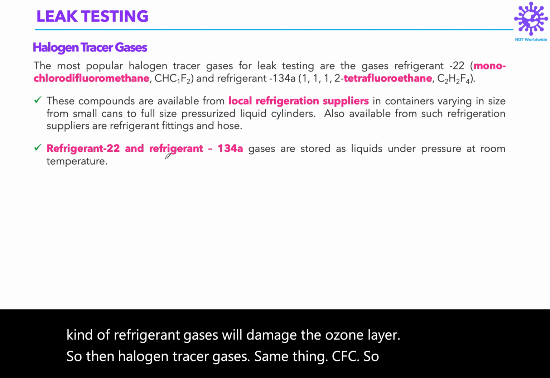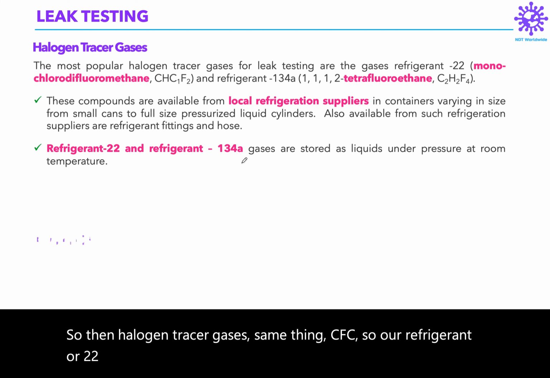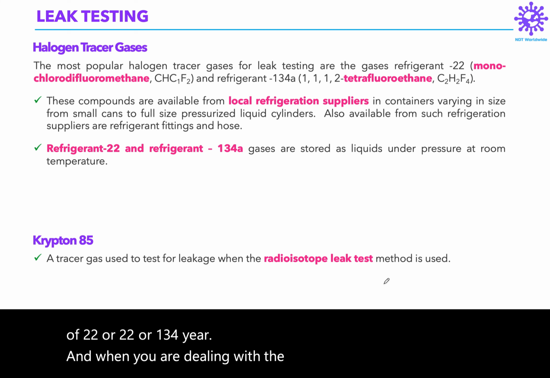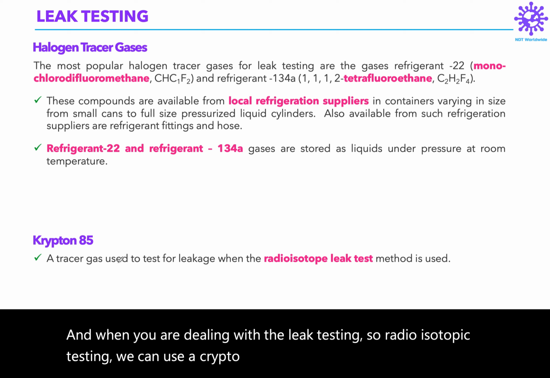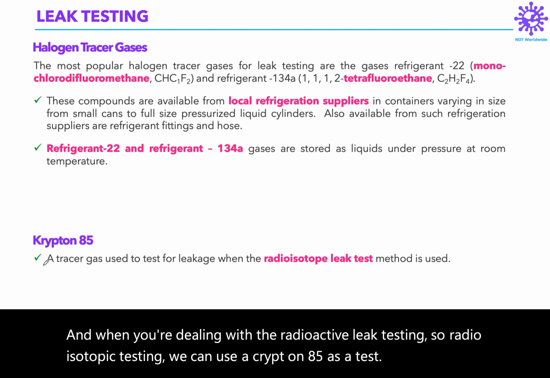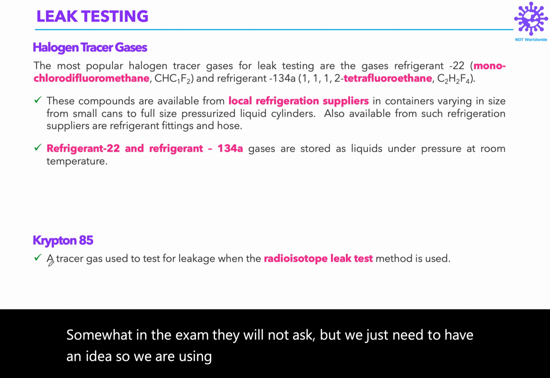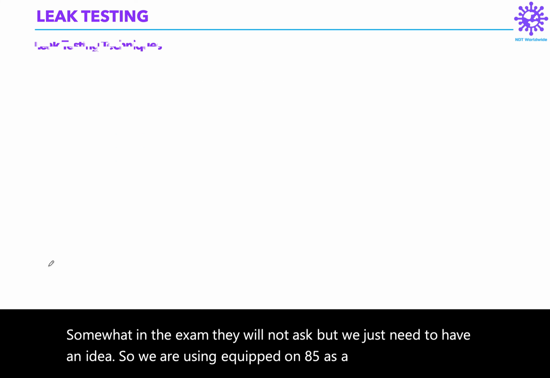Refrigerant R22, R134A. And when you are dealing with radioisotope leak testing, we can use krypton 85 as a tracer gas. In the exam they will not ask, but we just need to have an idea that we use krypton 85 as a tracer gas for radiation leak testing.